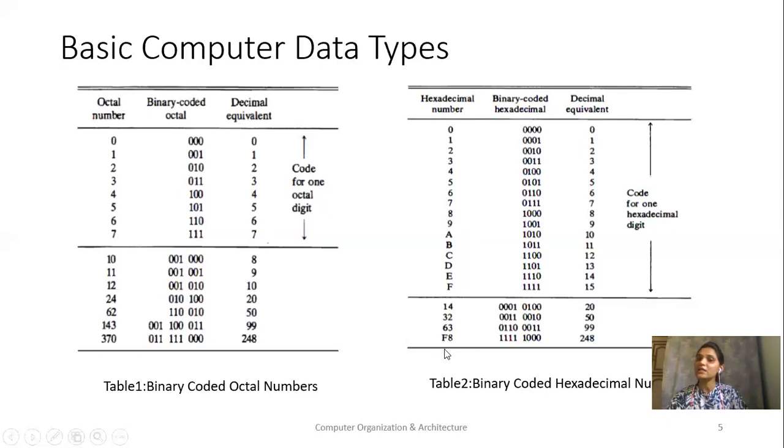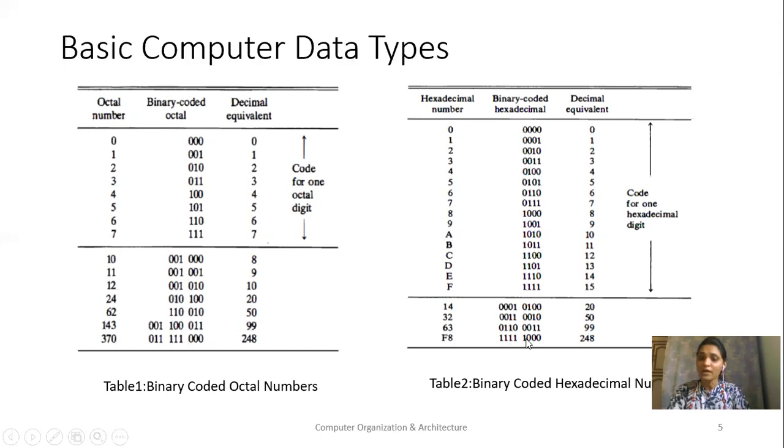Okay, similarly, as we have seen in octal, if you want to represent a number like 63 in the binary coded hexadecimal system, you have to represent 6 as a separate hexadecimal digit and 3 as a separate hexadecimal digit. So for 63 you represent 6 as 0110 and 3 as 0011. Okay, so like this you can represent any hexadecimal number in binary coded hexadecimal form.